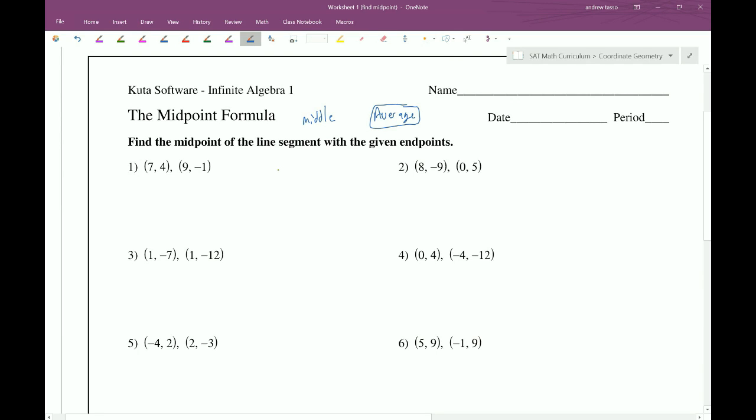So what we're going to do is take the average of the x values, and then the average of the y values. Just to remind you, the average formula is just sum over number. In this case, all we have to do is add two coordinates and then divide by 2. So this gets us our x coordinate, and then for the y coordinate, we take 4, we combine that with -1, and divide by 2.